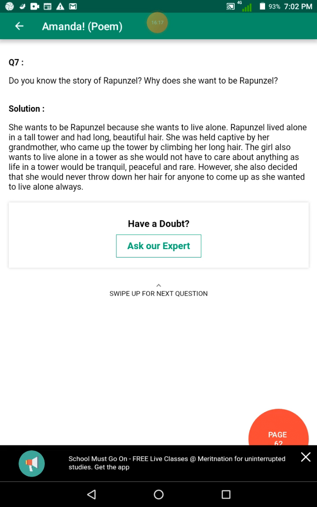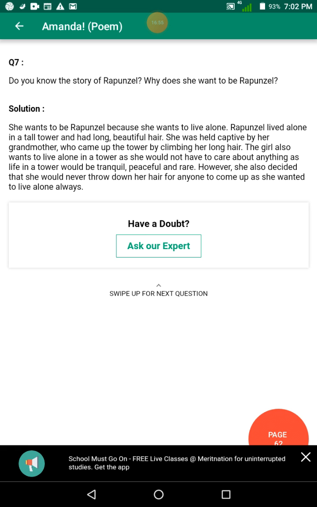Let's see. She wanted to be Rapunzel because she wanted to live alone. Rapunzel lived alone in the tall tower and had long, beautiful hair. She was held captive by her grandmother, who came to the tower by climbing her long hair. The girl also wants to live alone in the tower, as she would not have to care about anything, as life in the tower would be tranquil, peaceful, and rare. However, she also decided that she would never throw down her hair for anyone to come up, and she wanted to live alone always. Okay.